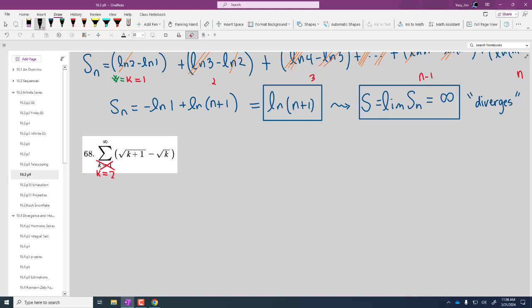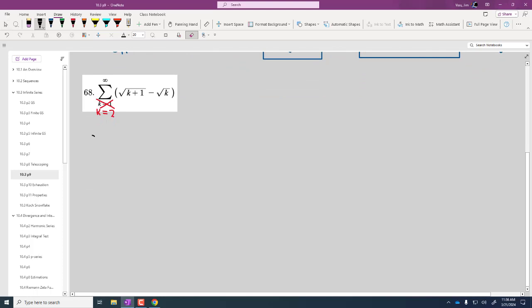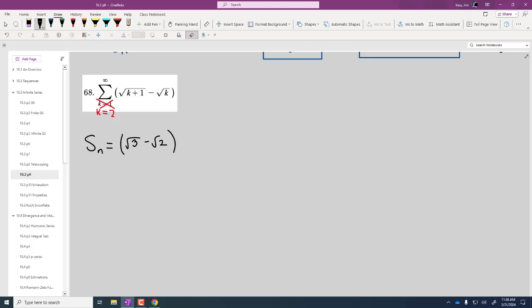All right. So when we go to build our S of n, for the first term, we plug in k equals 2. So that's going to be the square root of 3 minus the square root of 2. There's the first term, and this was with a k value of 2, and the term number is 1.